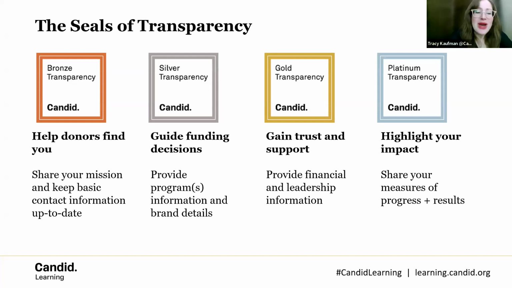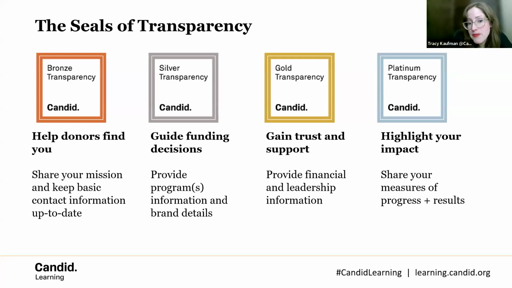Once they grant you access to it, you can go in, and if you just put in your mission statement and make sure that your contact information is up to date on your profile, that's automatically going to give you a bronze seal of transparency. And that takes about 5 minutes to do. And it's nice because it just means if someone out there finds you and they want to send you a donation totally unsolicited, do they have the most up-to-date contact information to reach you with that?